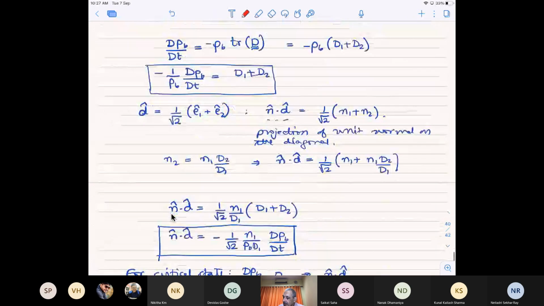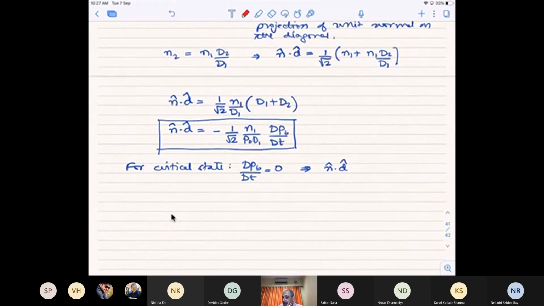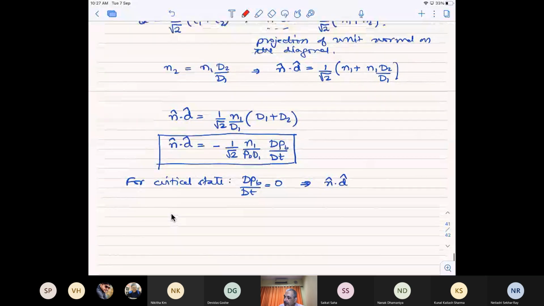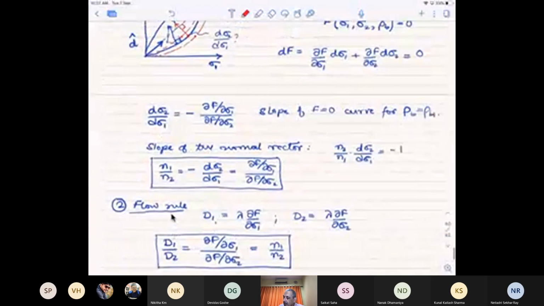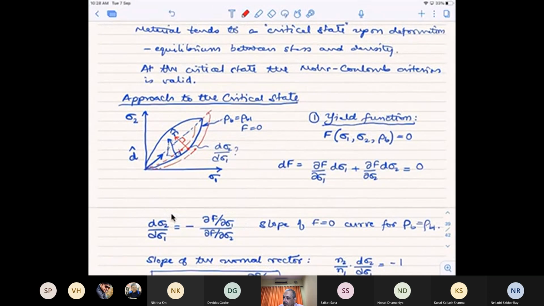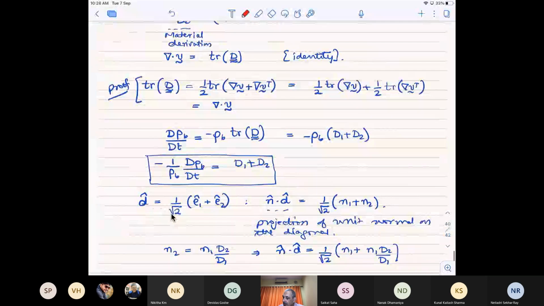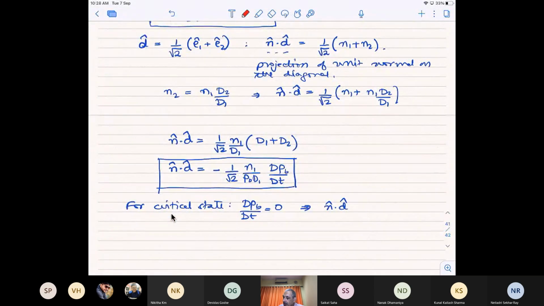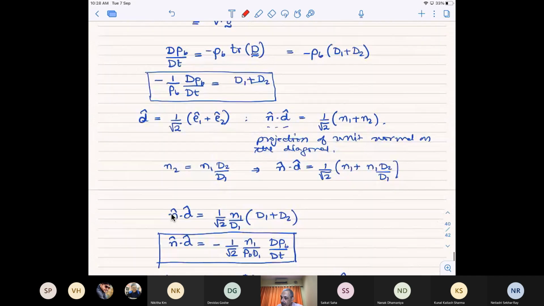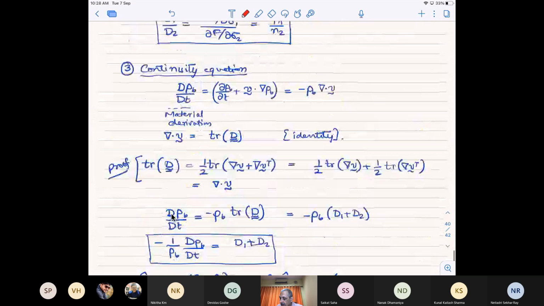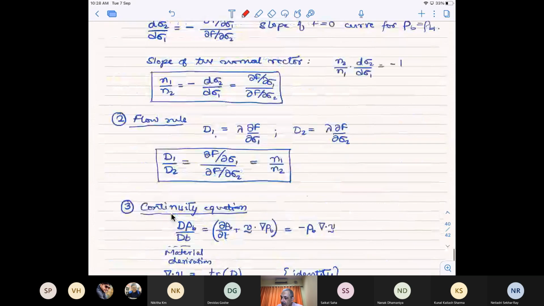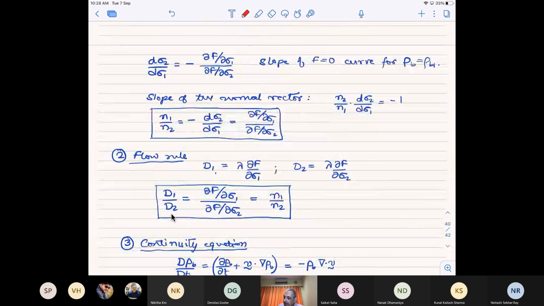And so this is really the general analysis, because we have done it for any arbitrary yield function. We show that for the condition of criticality, we must have n dot d equal to 0, and that essentially means it's directly related to the yield function. So your n1 plus n2 is 0, and that tells us something about the slopes of these curves also.